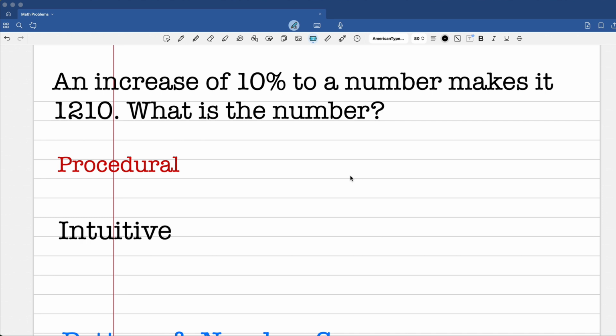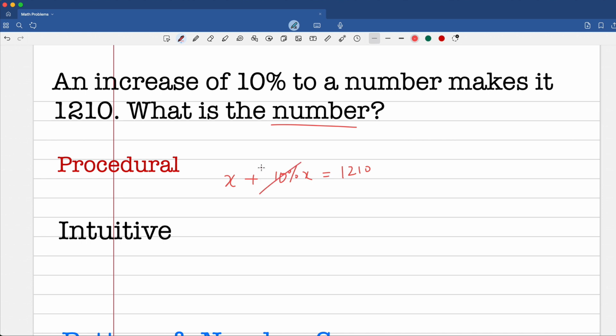So the first part is somebody who's extremely procedural about this. So how does that work? I don't know what the number is. I'm going to call it X. And that X is increasing by 10%. So X plus 10% of X is 1210. This is framing the equation. This is the connection. This is very simple.